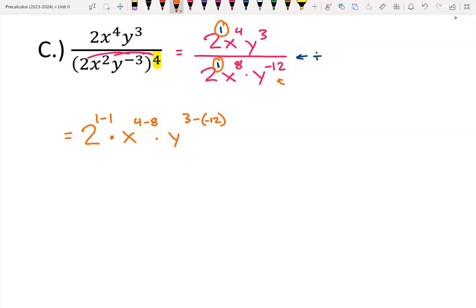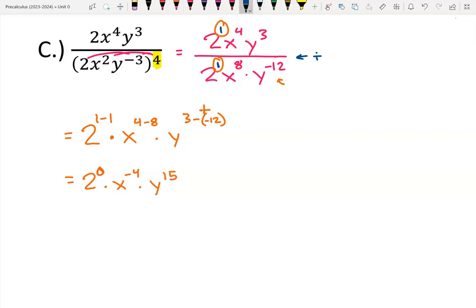I'll show you an alternate way that that could be done, but let's do it this way. So that would be 2 to the 0, times x to the negative 4, times y to the, that becomes positive 15th.